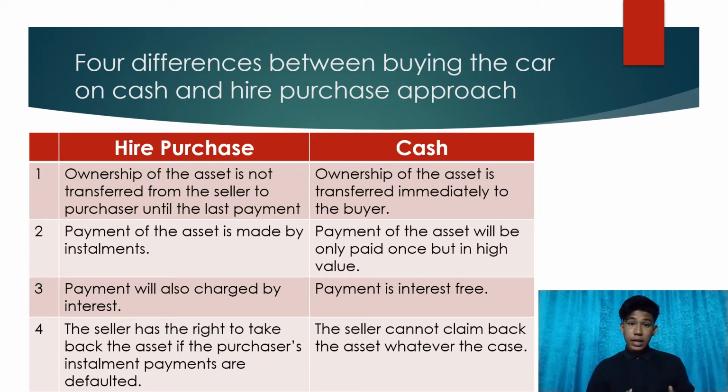For the second difference, the payment of the asset in hire purchase is made by installment, but for cash, the payment is paid only once, in a high value. For the third point, the payment is also charged with interest, but cash is interest free. For the fourth point, in hire purchase the seller has the right to take back the asset if the purchaser cannot completely pay the installments, but for cash, the seller cannot take back the asset, whatever the case.